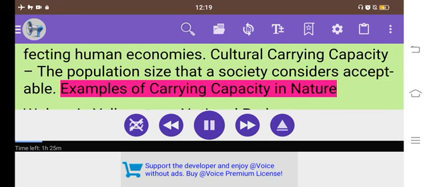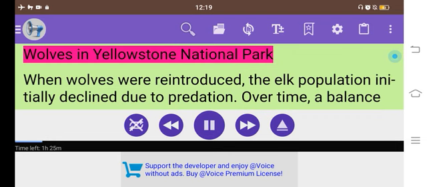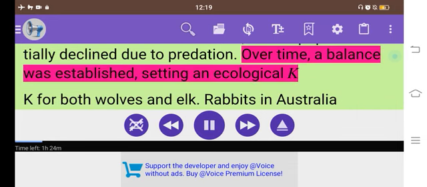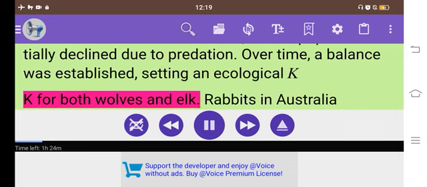Examples of carrying capacity in nature. Wolves in Yellowstone National Park. When wolves were reintroduced, the elk population initially declined due to predation. Over time, a balance was established, setting an ecological K for both wolves and elk.